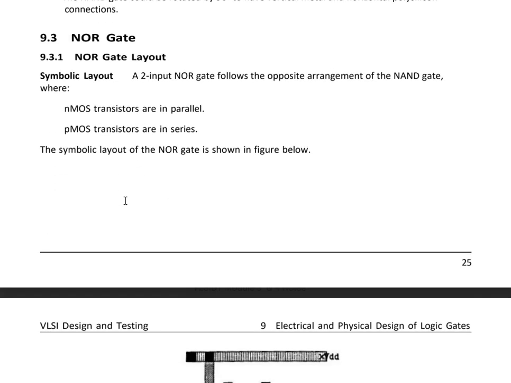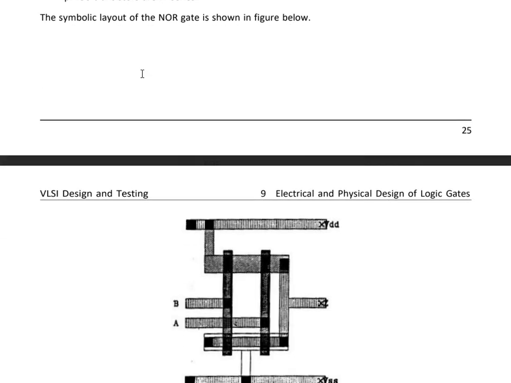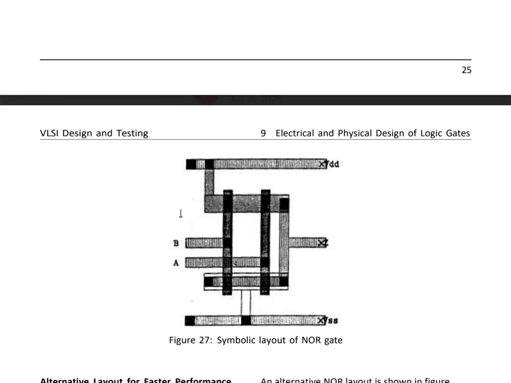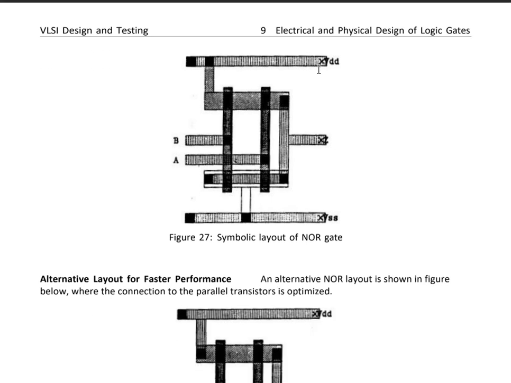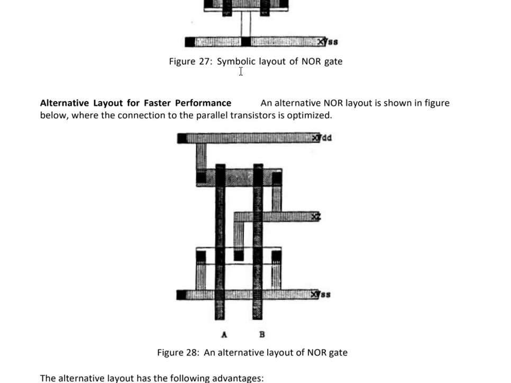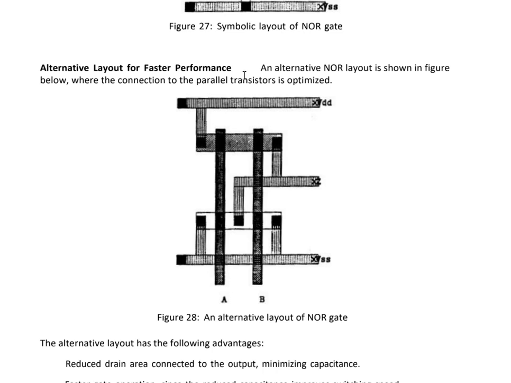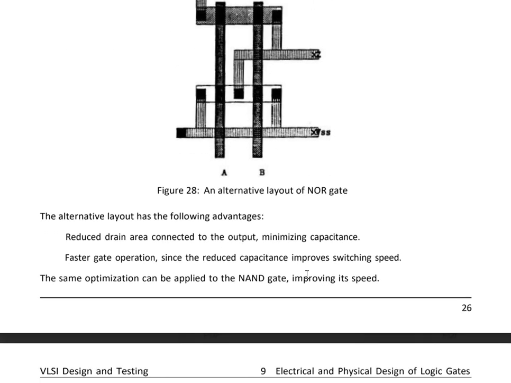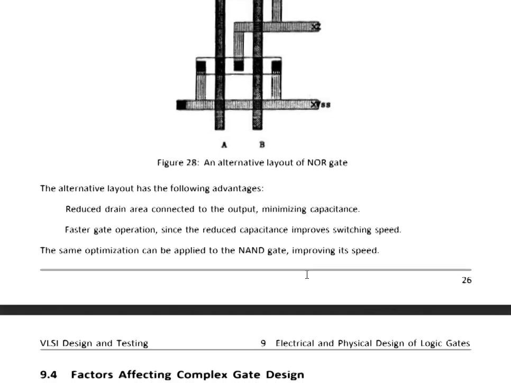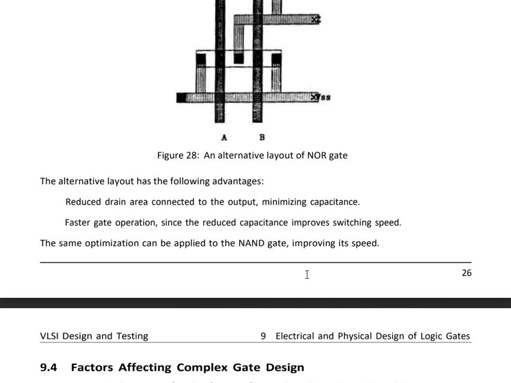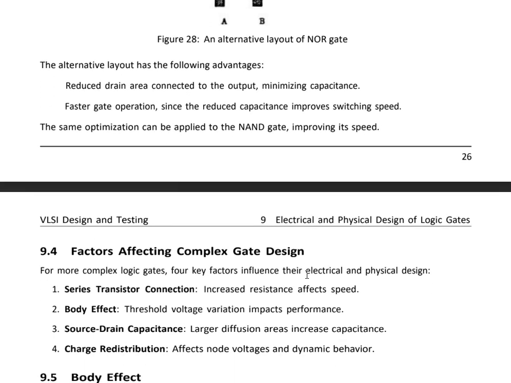And the next one is NOR gate. NOR gate is the opposite of NAND gate, and here you can see the symbol as well as the schematic representation of NOR gate. So this is the VDD and VSS rail, and next is the alternative layout for faster performance. So the alternative layout is shown in this figure, where the connection to the parallel transistors is optimized. The alternative layout is mainly an advantage when you represent the layout of any gates. One thing is it reduces the drain area connected to output and also gives faster gate operations.